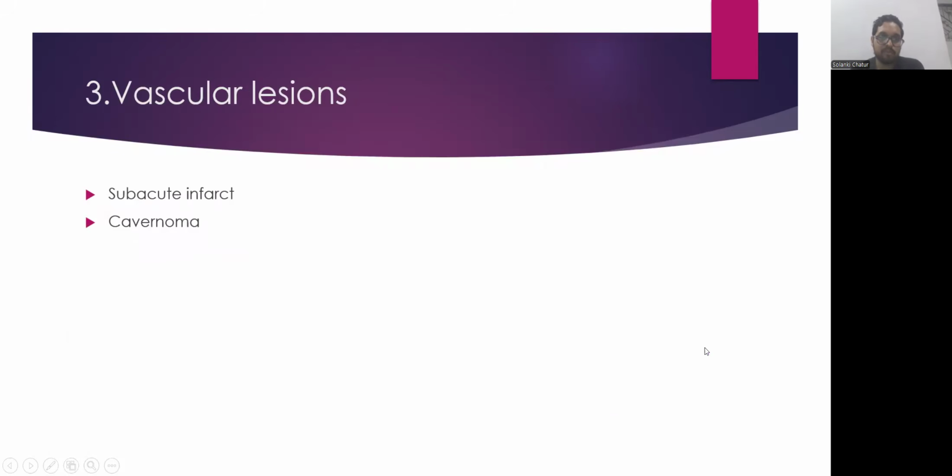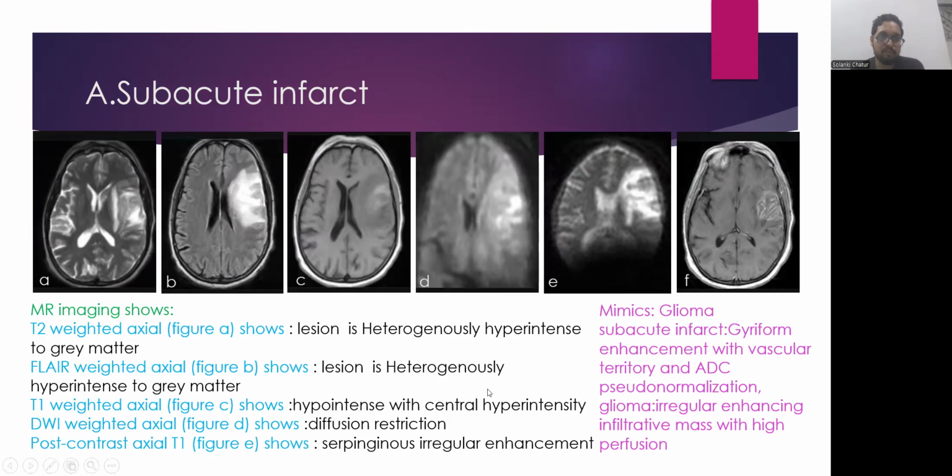Vascular lesions: subacute infarct and cavernoma. In subacute infarct MRI, the T2 weighted axial image shows the lesion heterogeneously hyperintense to the gray matter. FLAIR image shows the lesion also hyperintense. T1 weighted imaging shows a hyperintense lesion with central hyperintensity. Diffusion weighted image shows diffusion restriction, and the post contrast image shows subtle irregular enhancement. It can mimic glioma.